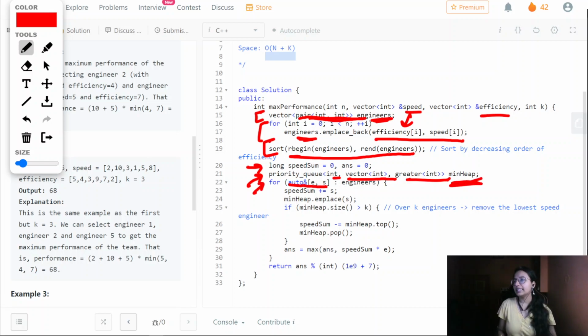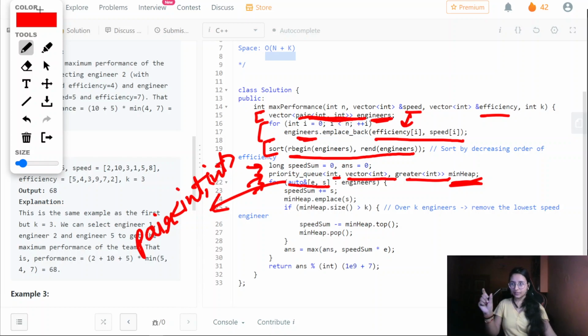Now for auto and ES, that simply refers to that we are getting a pair out of the same. We could have also used pair int comma int, but some more syntactical things are used here. So this is the new convention for C++. In that we use auto and then ampersand, and then in the square brackets E comma S, which simply represents that E will be getting the first part of that pair and S will be getting the second part of that pair. So out of this engineers, basically engineers is this particular vector which we have taken.